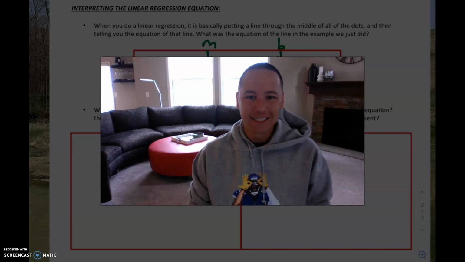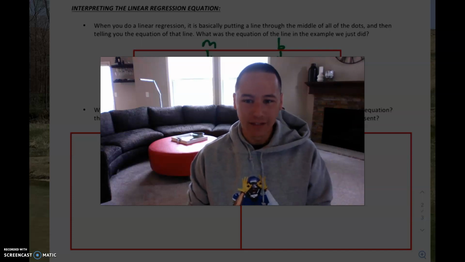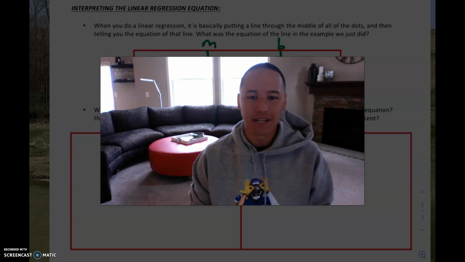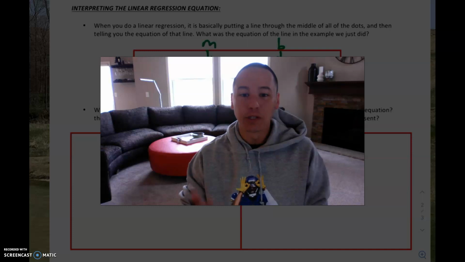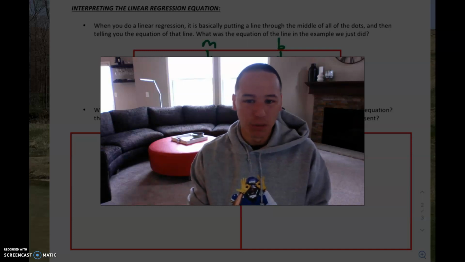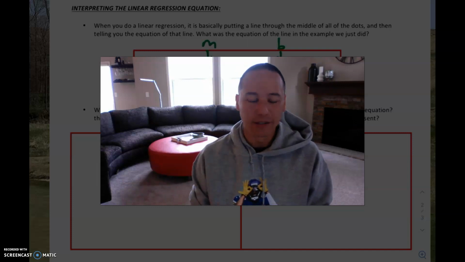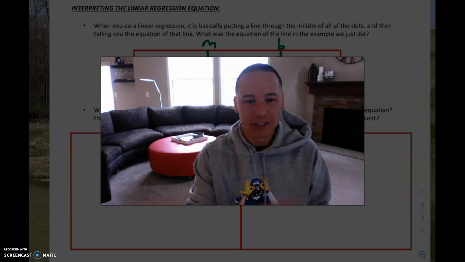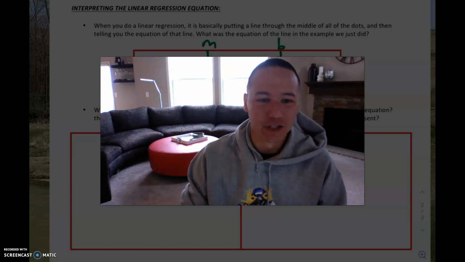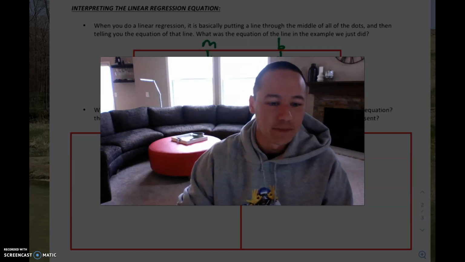So we've just finished the tedious part of finding the equation of the line of best fit on Desmos. Now we're going to do something similar to what we did in the last unit. We're going to interpret what each component of that equation means. We'll interpret the slope, we'll interpret the y-intercept, and then we're going to use that equation to help us make some predictions. So let's get started with interpreting that equation.